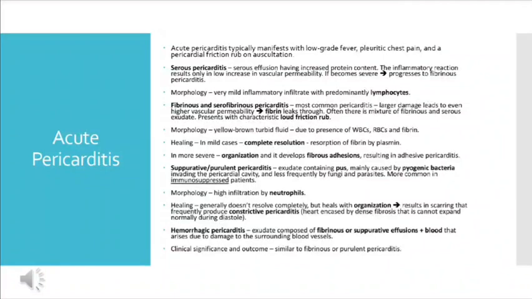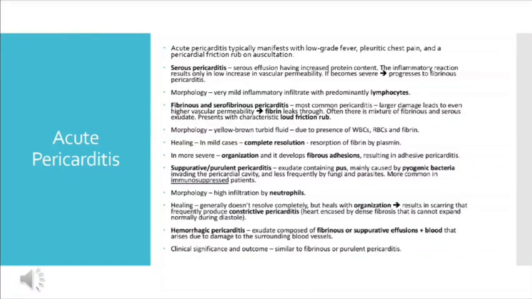So pericarditis is inflammation of the pericardium, and acute pericarditis typically manifests with a low-grade fever, a pleuritic chest pain, and a pericardial friction rub on auscultation. You need to know these several types for your pathology exam.